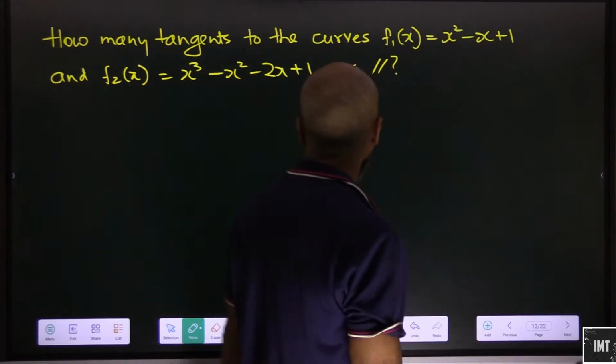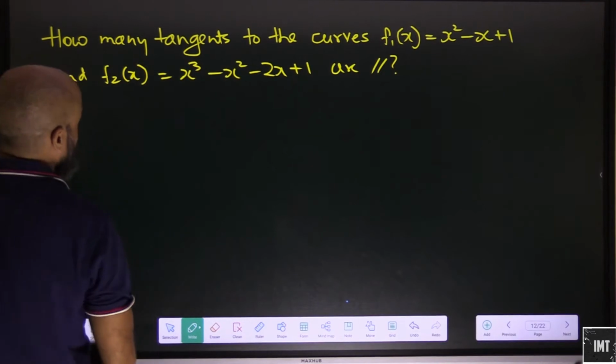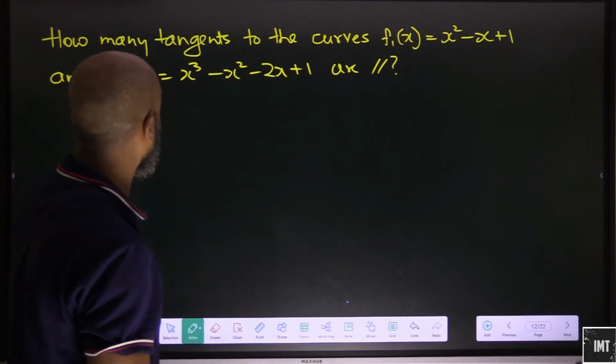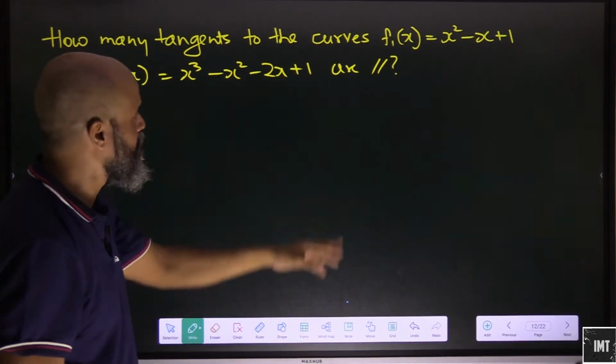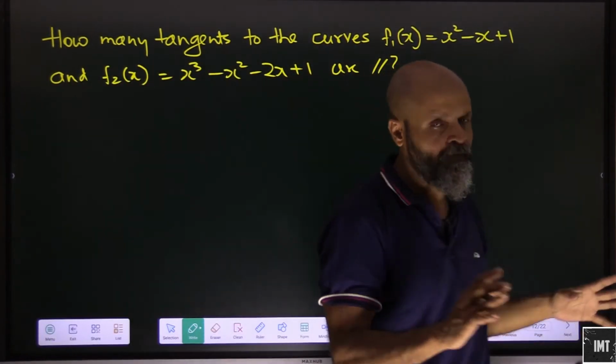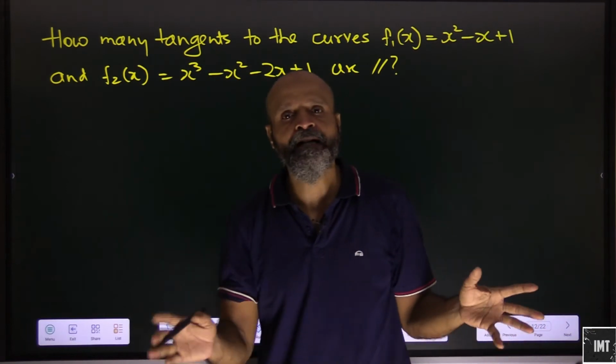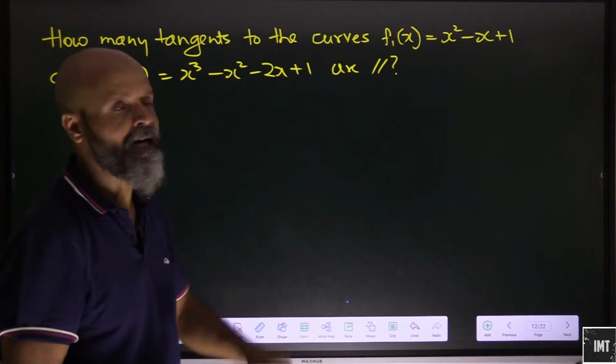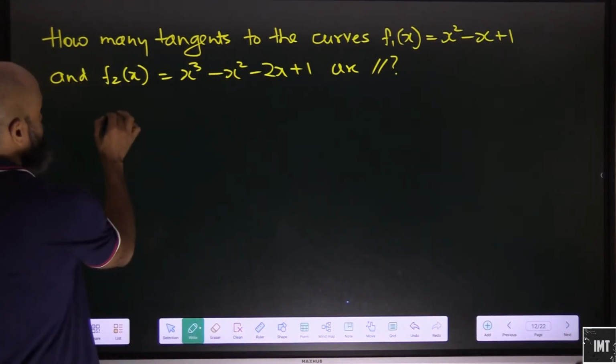Okay, all right, so we will start with some sums out here. How many tangents to the curves this and this are parallel? Okay, so there are two curves which are given, and we have to basically find out how many tangents in these two curves are parallel to each other. Okay, so let's take this here.